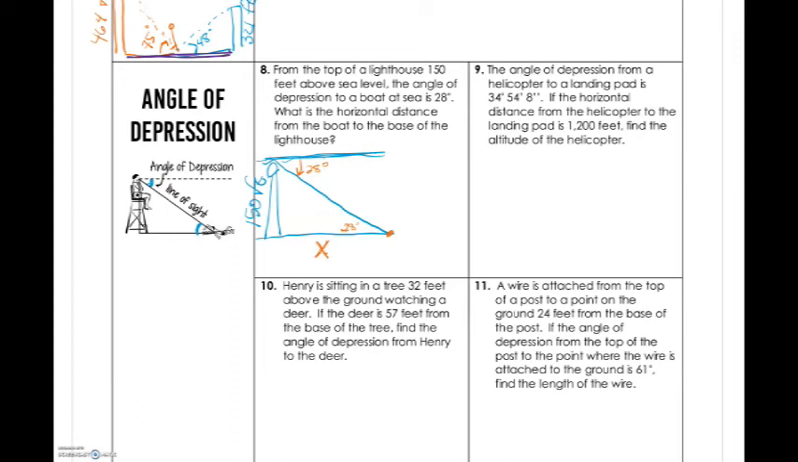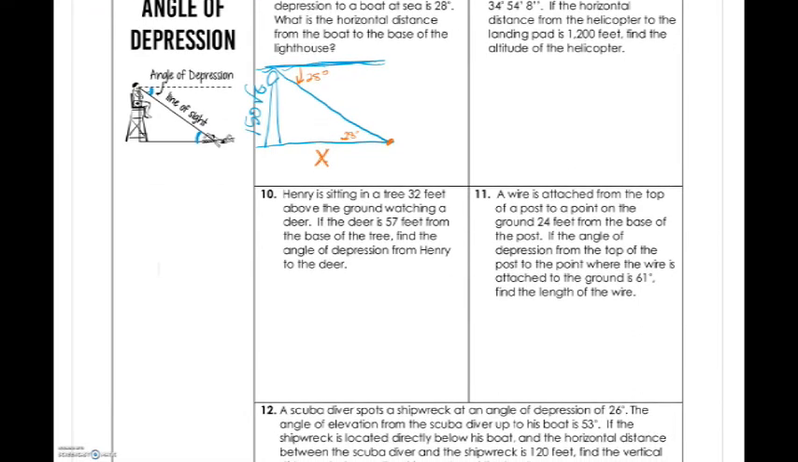For number 9, pretty much the same process, but don't forget to change the degrees into just degrees in decimal form instead of degree minute second form. And then on number 10, also pretty much the same. And number 11, yeah, a lot of these are the same, but let's jump down to number 12 real quick.